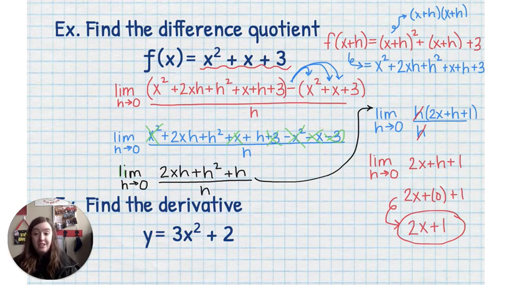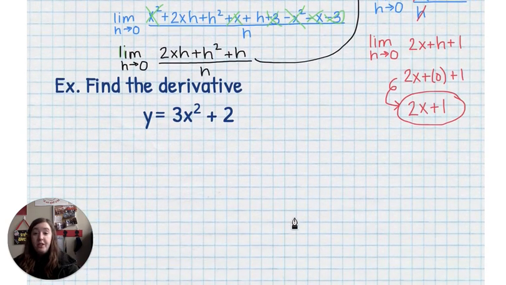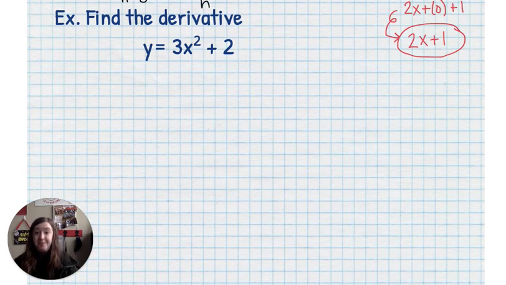Now, the reason it's not just a plain old number is because for us to find the slope of the tangent line at a specific point, we would plug that x value into that to get the gradient at that specific point. So this is just a general equation to say, hey, the slope of the tangent line will be equal to this. Just plug in your x value because the slope of the tangent line is going to change along the way. So I would love for you to go ahead, using the difference quotient, find the derivative of y equals 3x squared plus 2.